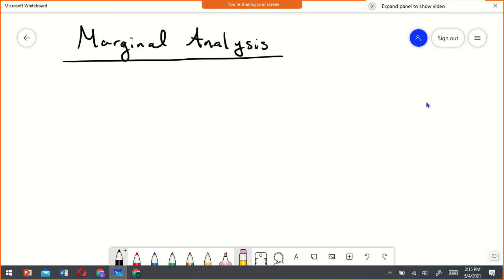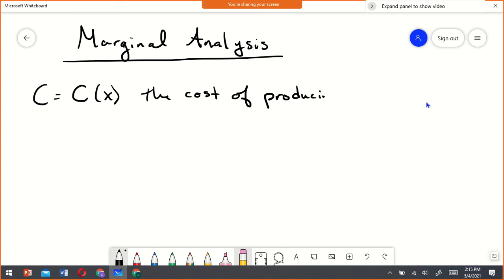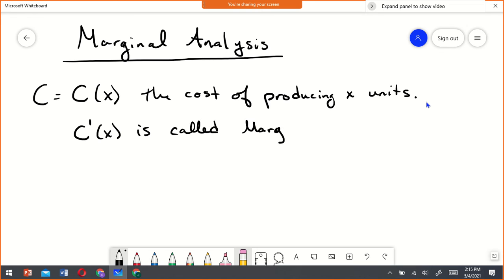So if we're given a cost function, right, we're given some C or C of X, we can call it C equals C of X, where this is the cost of producing X units or X number of product. Then the derivative of this function, remember we used that apostrophe, C prime of X, the derivative of that function is called the marginal cost. So when you're asked to find the marginal cost and you know the cost function, you're being asked to find what the derivative of that function is.